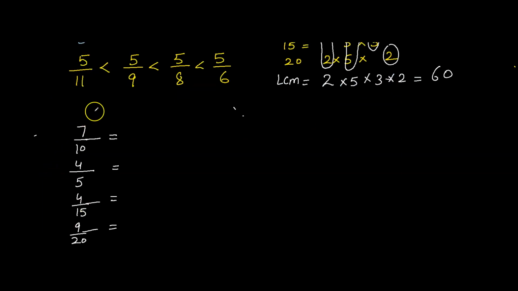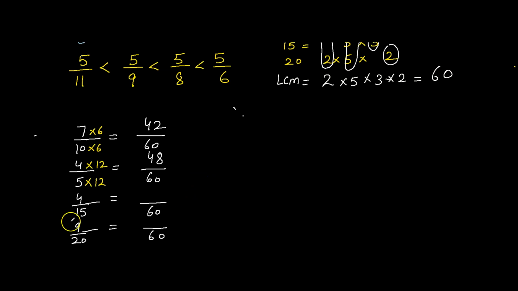Now we can make all these denominators equal to 60, which is our least common multiple. So for the first one, 7/10, we know that 10 times 6 is 60. So we also multiply the numerator by 6 as well. So that becomes 42 over 60. Same way in the second one. 5 times 12 is 60. So 4 times 12 gives us 48. So that would be equal to 48 out of 60.